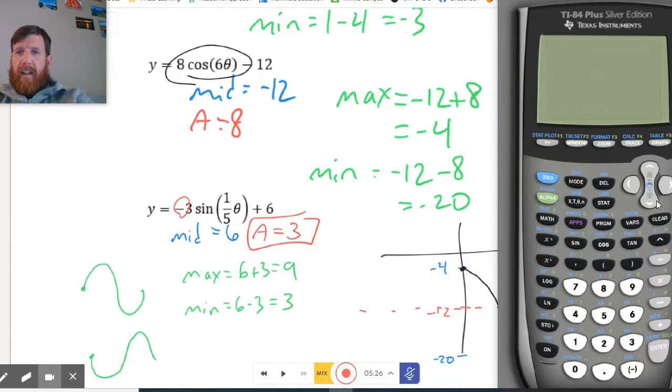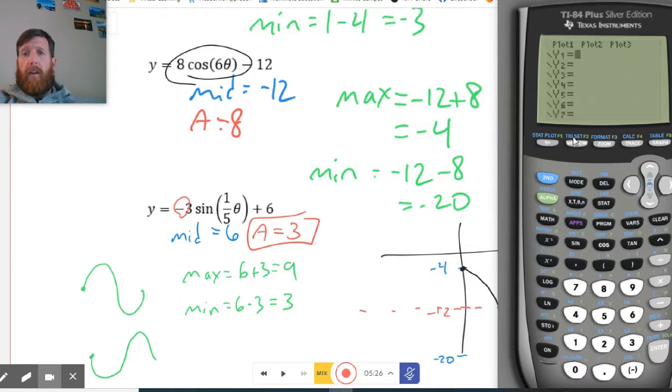Hey guys, actually I lied. I want to talk about one other thing. So people have asked me about calculator usage. Let's take a look, for instance, at this example right here, 8 cosine 6 theta. If I try to graph this and I type in 8 cosine 6, you press the variable button, it'll say x instead of theta. Again, that doesn't matter.